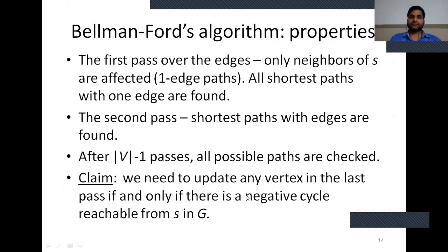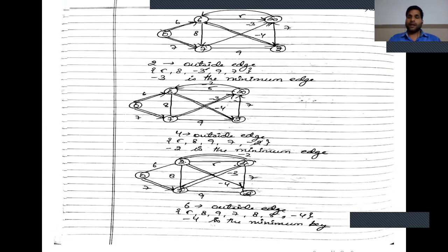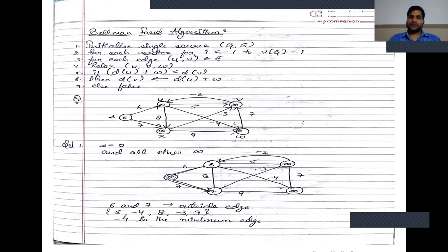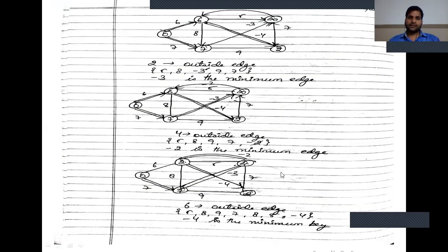Next, after applying this minus 2, the node is included. After 5, minus 5, 8, 9, 7, 8, we apply the relaxation property, but according to the relaxation property there is no update of the vertex values. So this is the final answer of the Bellman-Ford algorithm.